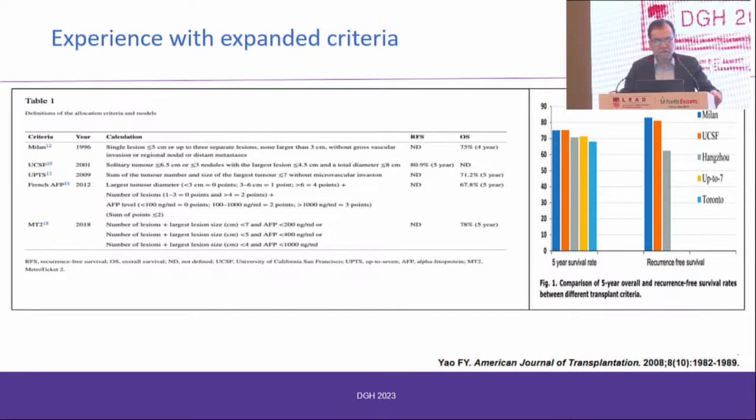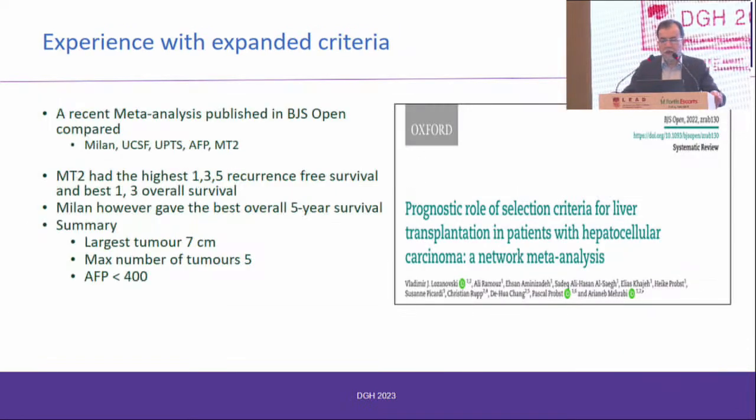Milan, UCSF, up to seven, French AFP, and Metro Ticket version 2. So these are popular ones, and you can see that almost comparable 5-year survival is possible. And in a recent analysis in a BMJ Open Access journal, a meta-analysis showed that Milan, UCSF, and all these, AFP and Metro Ticket 2, had similar 1, 3, and 5-year recurrence-free survival, and good 1 and 3 year survival.